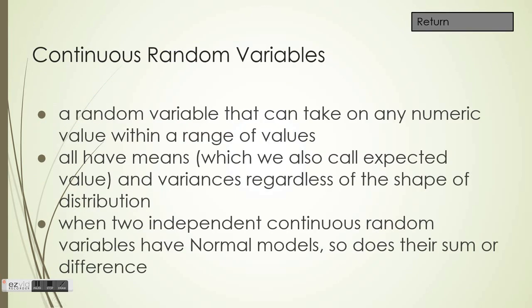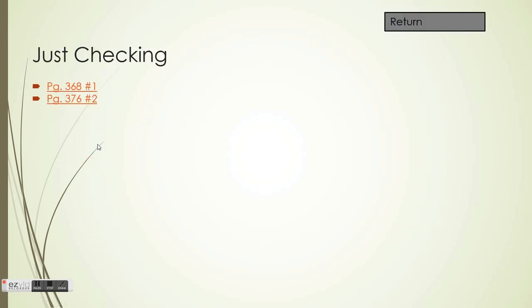Continuous random variables: a random variable that can take on any numeric value within a range of values. They all have means, which we also call expected values, and variances, regardless of the shape of the distribution. When two independent continuous random variables have normal models, so does their sum or difference. And this is just checking. If you have the book, you can go to page 368 and look for Just Checking number 1. And this is a video solution for it, so you can follow along. And for page 376 also, number 2.